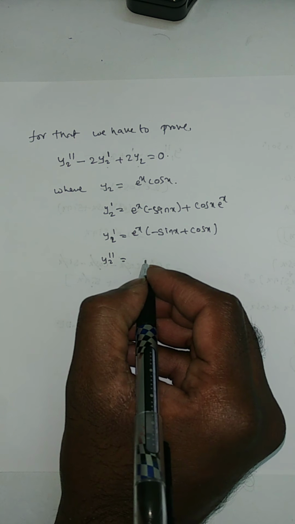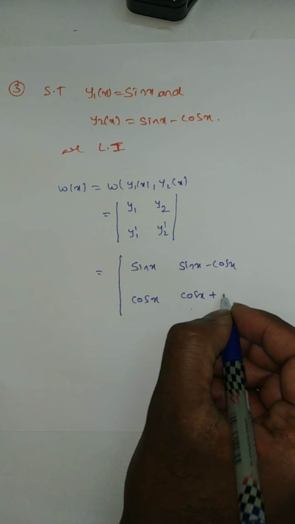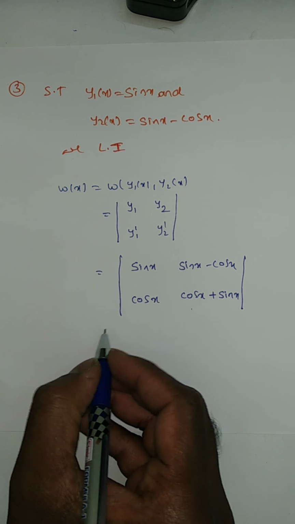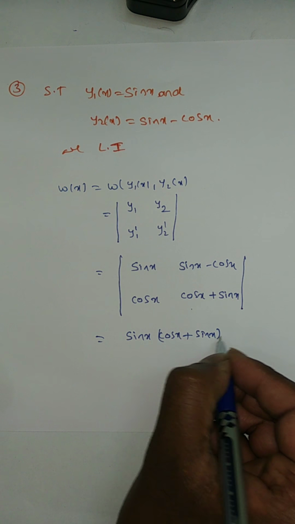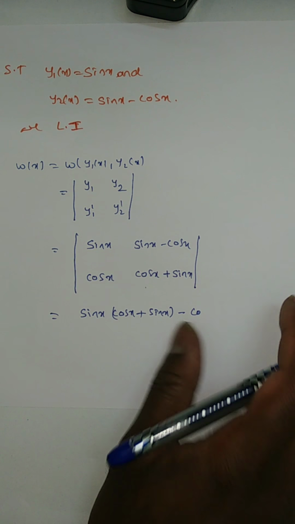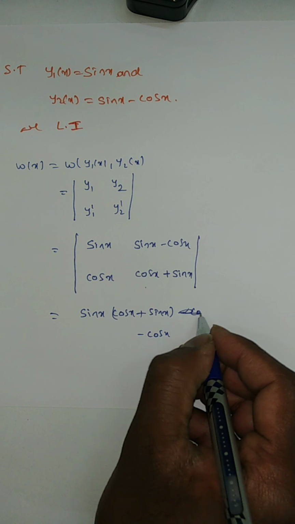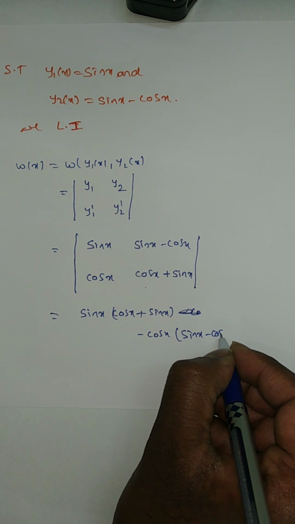Now write down what is y1. y1 is sin x, y2 is sin x minus cos x. Now y1 prime means sin x derivative is cos x. Now y2 prime, sin x derivative is cos x, minus cos x derivative is minus sin x. So minus of minus is plus. Now AD minus BC, this is sin x into cos x plus sin x, minus cos x into sin x minus cos x.